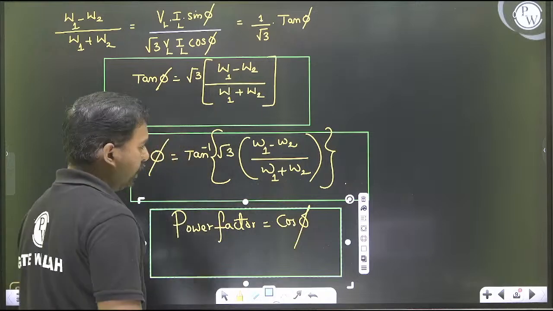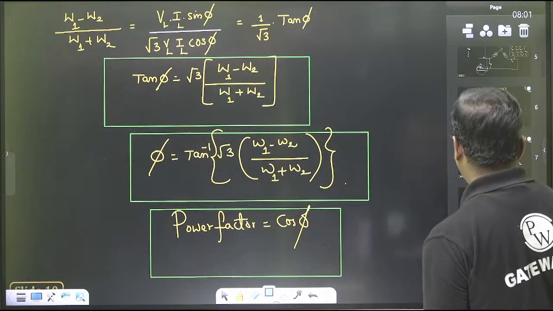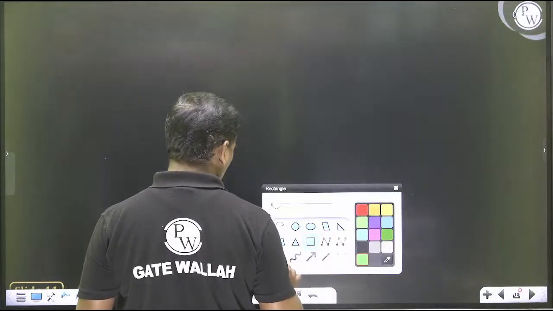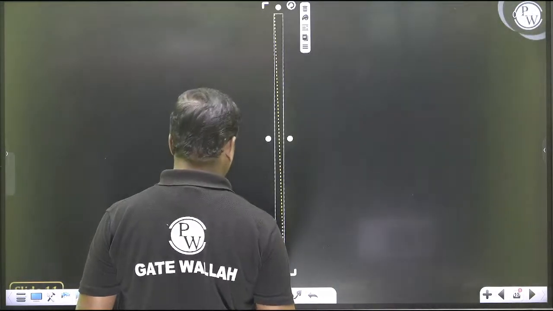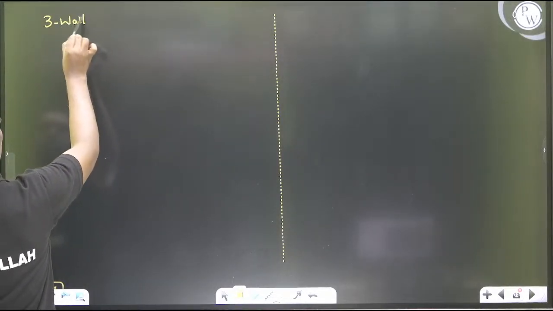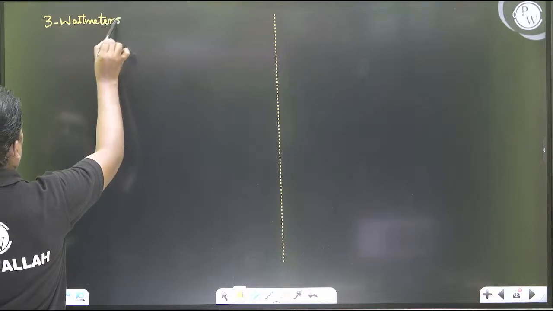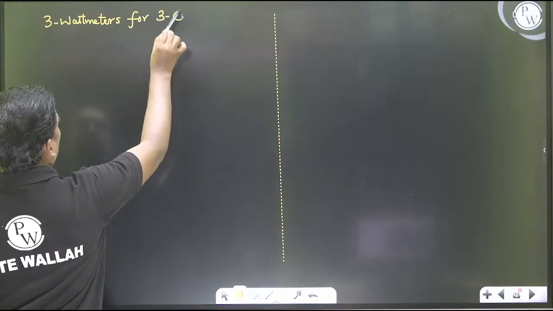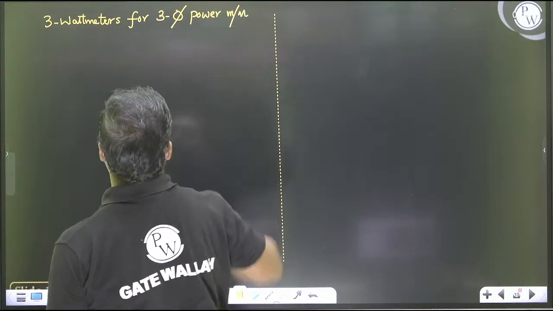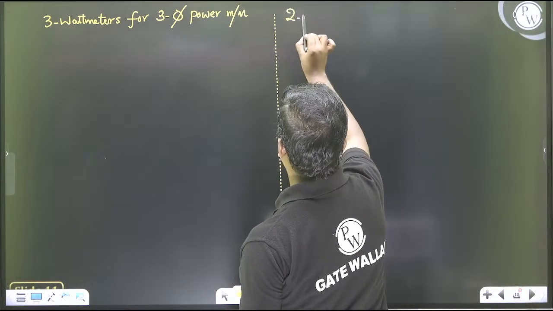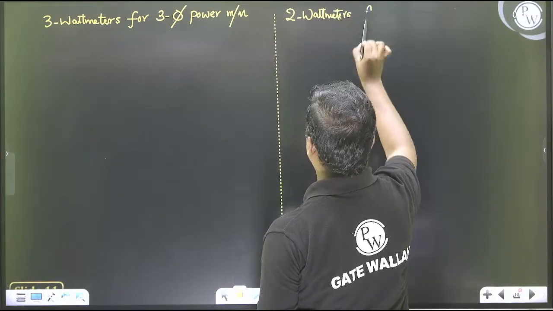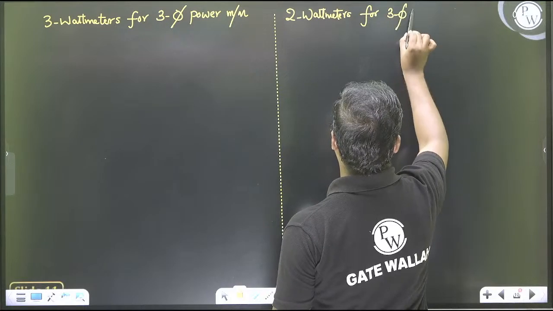And one more thing here, if you check now, with the 2 wattmeters we are getting the 3 wattmeters power or not. So suppose if you are taking with 3 wattmeters for 3-phase power measurement, 3 wattmeter method, 3 wattmeters for 3-phase power. Next 2 wattmeters for 3-phase power.